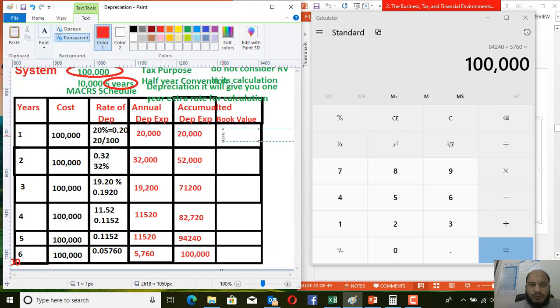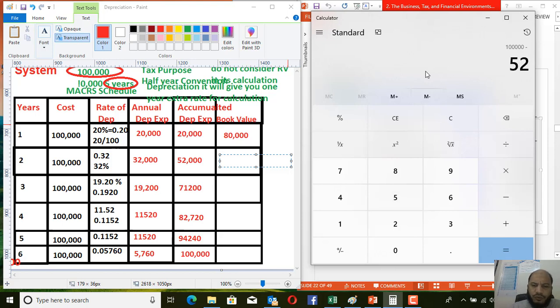So what is the book value of year 1? 100,000 minus the accumulated depreciation of 20,000 is equal to 80,000 rupees. What about year 2? How much is the book value over here? See, dear students, we have 100,000 minus 52,000. This is equal to 48,000.